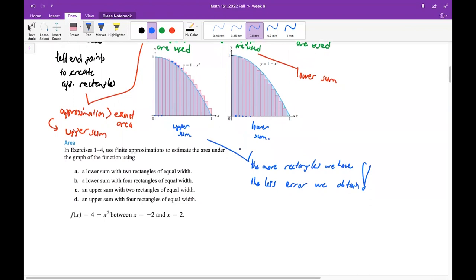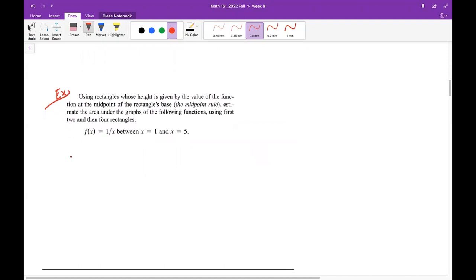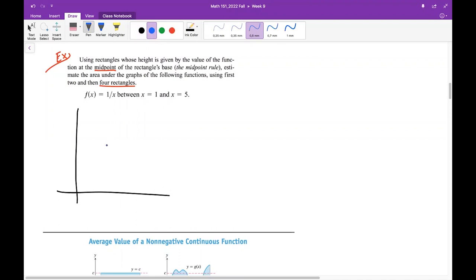We will use these ideas to solve this first example here. It says, use rectangles whose height is given by the value of the function at the midpoint. We will be using midpoints of the rectangles. And we will estimate the area under the graph of the given function. For example, with four rectangles, two rectangles, you can choose any number of rectangles you like, okay? So let's do it with four rectangles. f of x equals 1 over x, this is the curve given. So let me draw the graph of the 1 over x function like this, okay? And we will be using four rectangles to estimate its area under the curve above this interval.